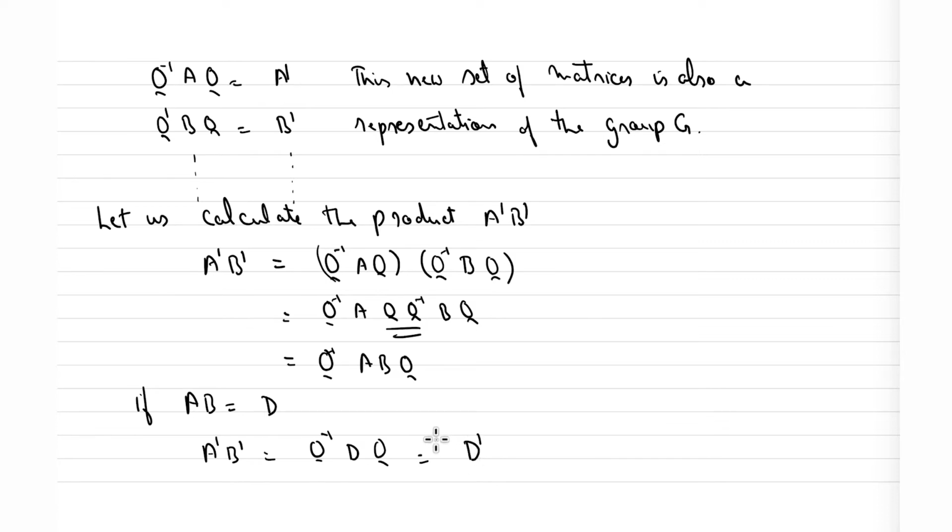Thus we can show that if A, B and so on D are representations of a group, then upon similarity transformation we obtain an alternate matrix representation which also is a matrix representation for the group G, right? So that is easy to see.